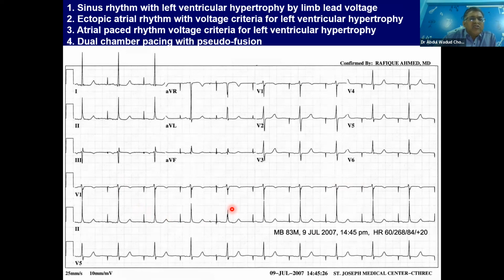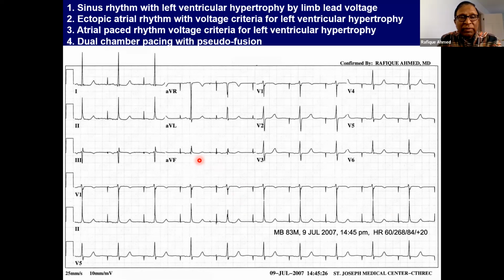But in case of AVL, well, no, it's also 10 millimeters only. It doesn't fulfill as well. How about lead 1? But lead 1 is tall. That's the problem. Yes. Sir, may I ask one question? Sure.